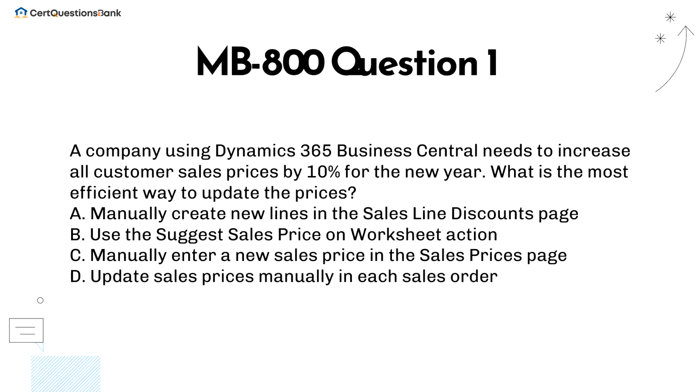A company using Dynamics 365 Business Central needs to increase all customer sales prices by 10% for the new year. What is the most efficient way to update the prices? A. Manually create new lines in the sales line discounts page. B. Use the suggest sales price on worksheet action. C. Manually enter a new sales price in the sales prices page. D. Update sales prices manually in each sales order.